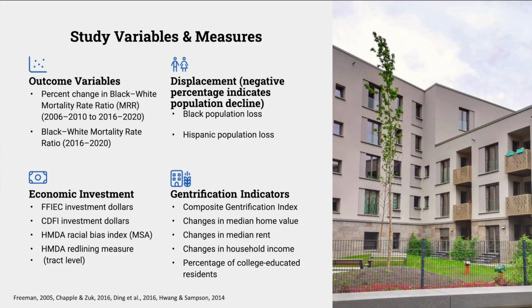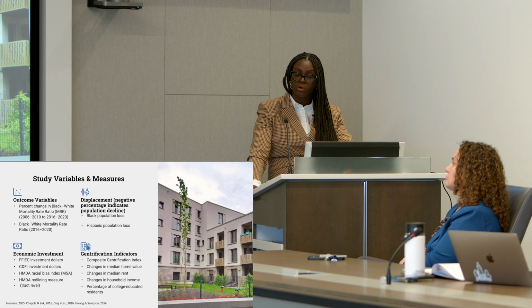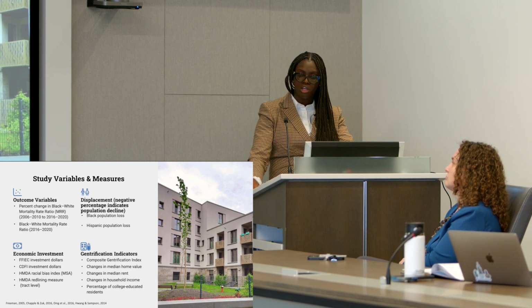This study employed several key variables to measure the impact of neighborhood changes on health disparities. For the outcome variable, the primary outcome was the Black to white mortality rate ratio, also known as MRR, and the study examined the change in the Black to white mortality rate ratio between 2006 to 2010 and 2016 to 2020 to assess how gentrification, displacement, and economic investment impacted racial mortality disparities over time. Additionally, the Black to white mortality rate ratio for 2016 to 2020 was used to assess more recent disparities in racial health outcomes.